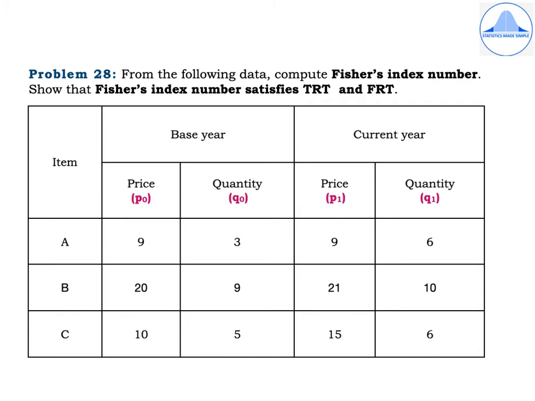So the prices in the base year are marked as P0, quantities in the base year as Q0. The prices in the current year are marked as P1 and the quantities in the current year are Q1.